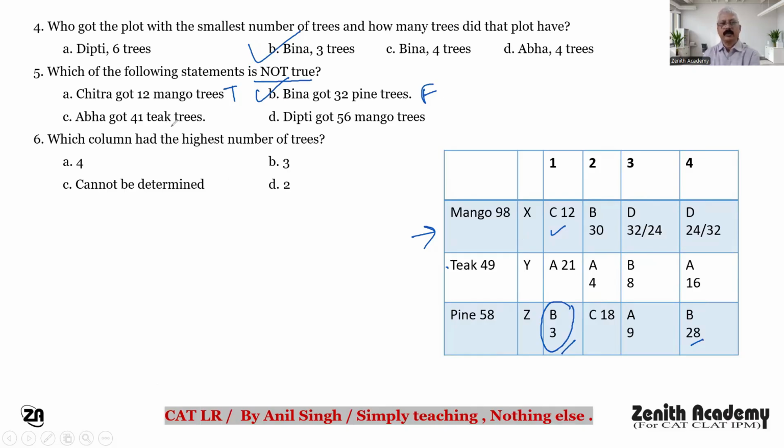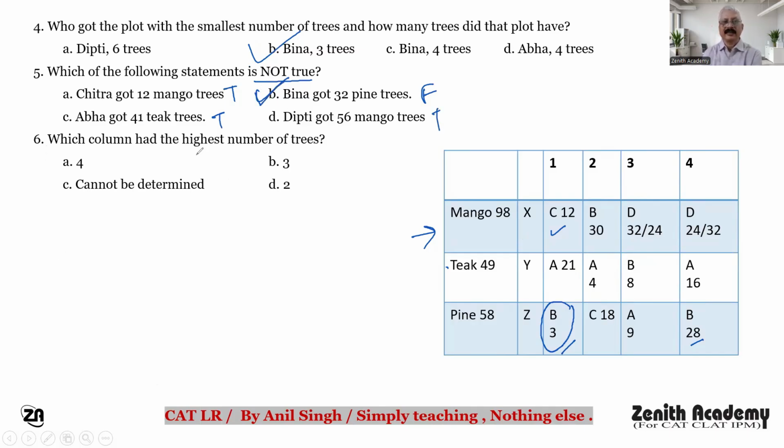Abha got 41 teak trees. Abha 41 teak trees. This is 21, 25, 25 plus 16, 41. So it is the truth. Deepti got 56 mango trees. Mango, Deepti mango tree. Okay, 32 plus 24, 56. So it is true. So now it is clear the answer is B.